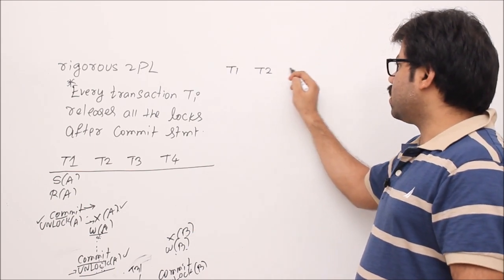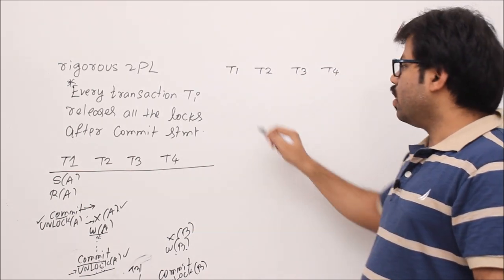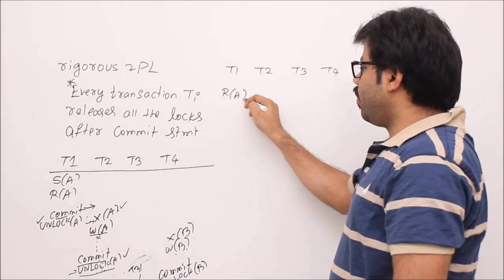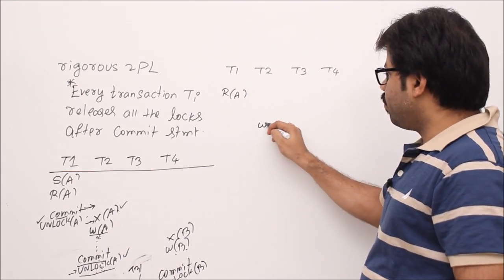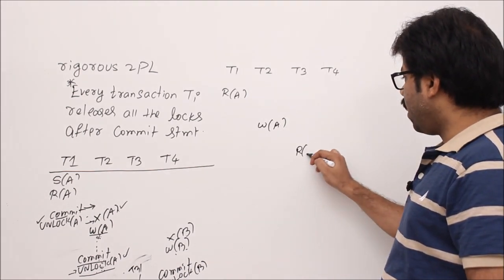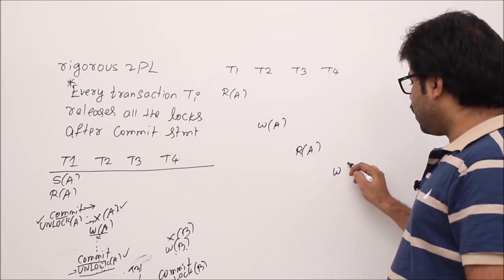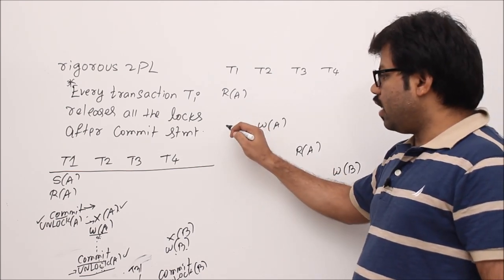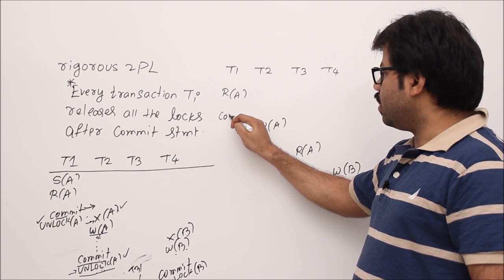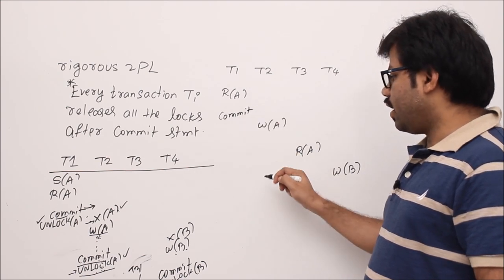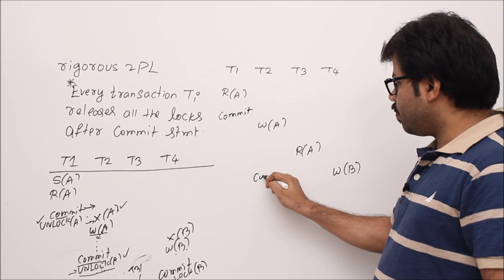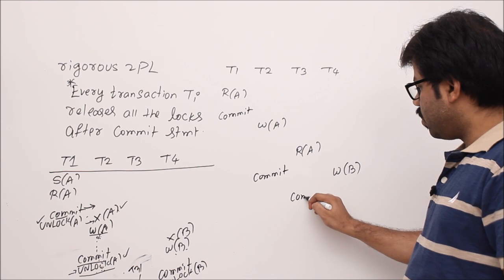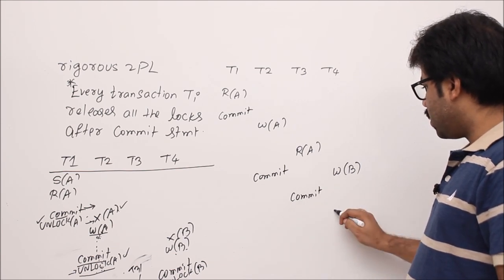Consider the same set of transactions T1, T2, T3, T4. Let's take S of A, read of A, and let's say write of A, then let's say we have read of A and something write of B. Let's take this transaction. So their commit points are, let me fix here: read of A's commit is here, write of A's commit is here, and T3's commit is, let's say, here, and write of B's commit is here.